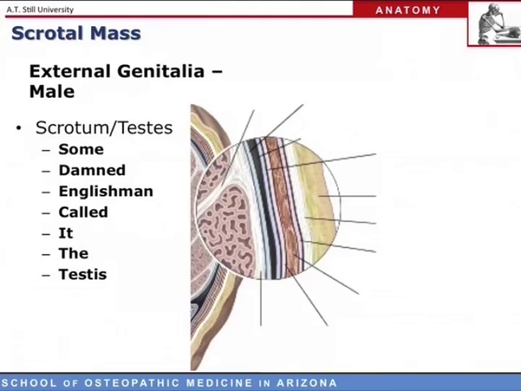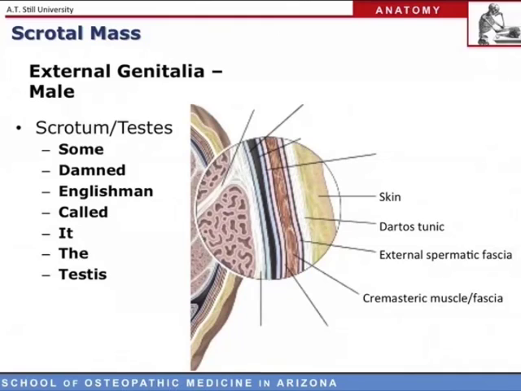Okay, so here we go. Some damned Englishman called it the testis. So the first one should be S, and indeed it is. There's the skin. Next would be the dartos tunic, and that is then going to be followed the next layer deep by the external spermatic fascia, and then the next layer is going to be that cremasteric muscle and fascia, and then we can get to the internal spermatic fascia. So now we've gotten some damned Englishman called it.